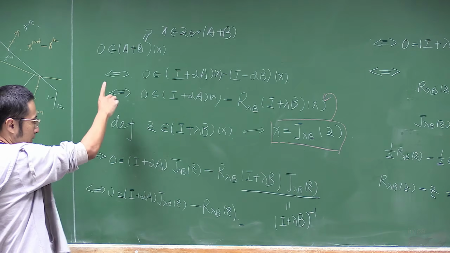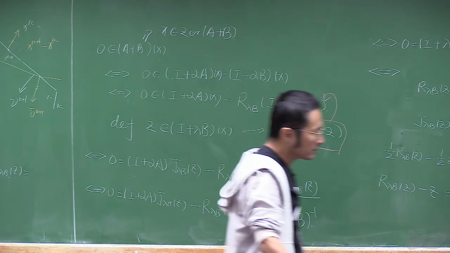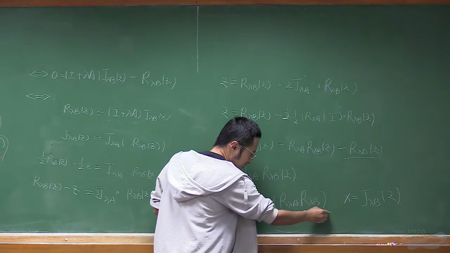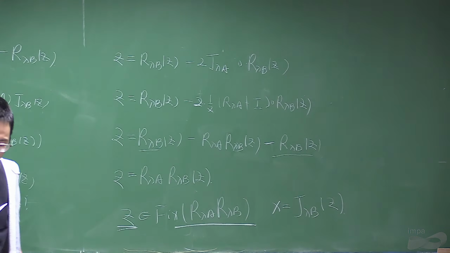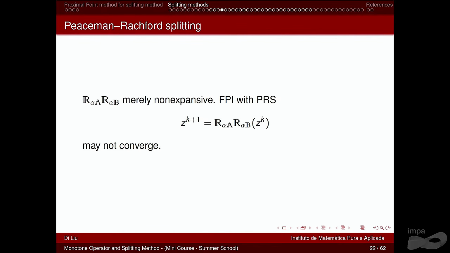Then we have a lot of equivalent statements. Then finally we have a point Z, which is a fixed point of this operator. So we can make this conclusion. Sorry about the late. I will finish very soon. So we conclude that if X belongs to a zero point of A plus B, then it is equivalent to Z being a fixed point, and also this relation. Then this is the Peaceman-Rachford splitting method by this operator.